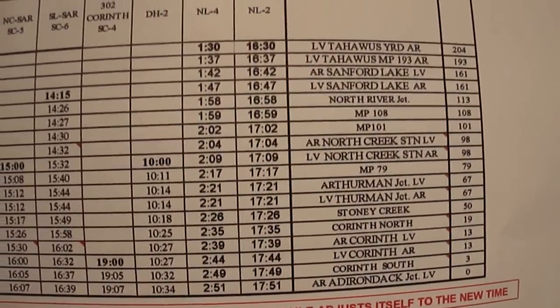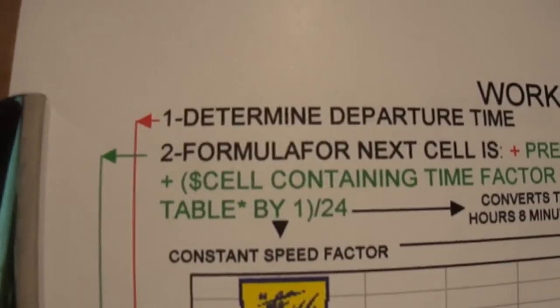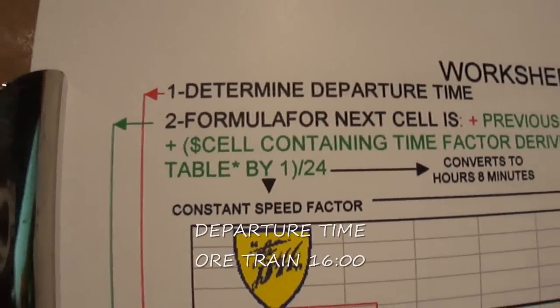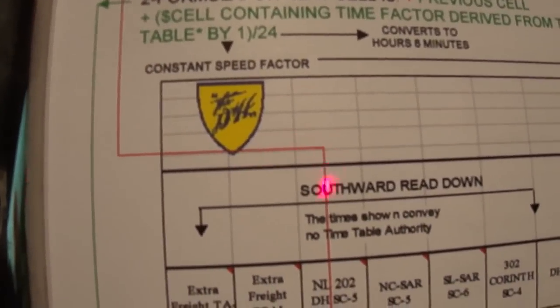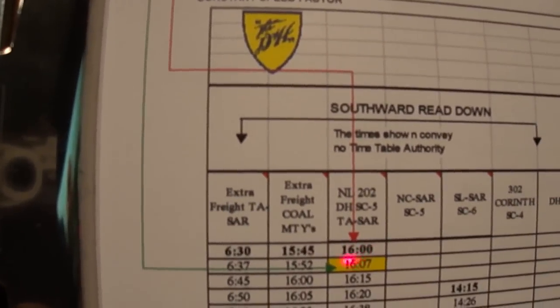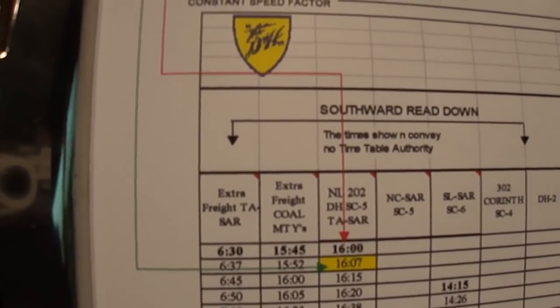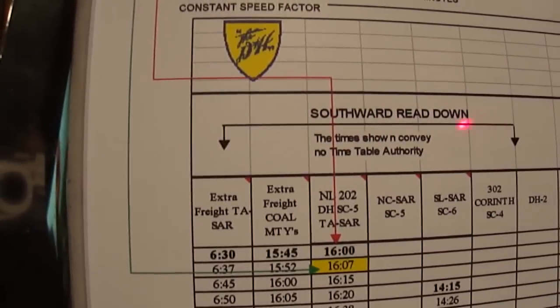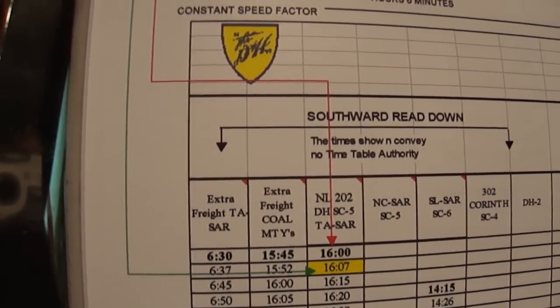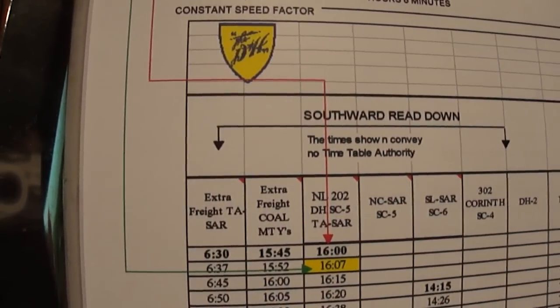First you have to pick a departure time. This is your first most important train, as we discussed before. The departure time is 1600 hours for this train. Then we have to move this train down. He's going southward, so southward the schedule says read down. Now we're going to move this train along the timetable to its destination at Adirondack Junction.